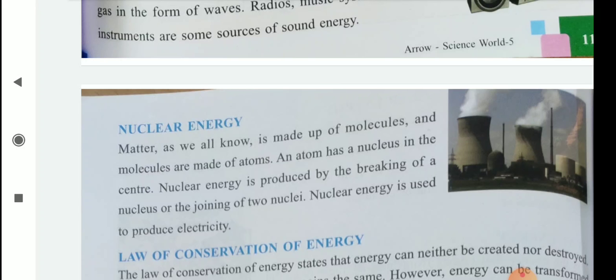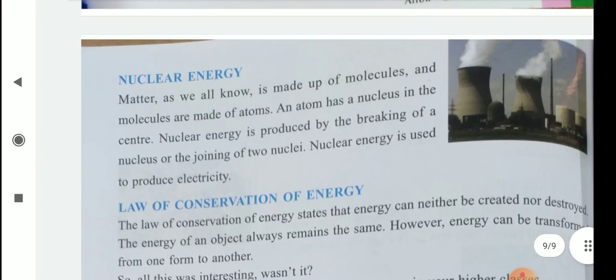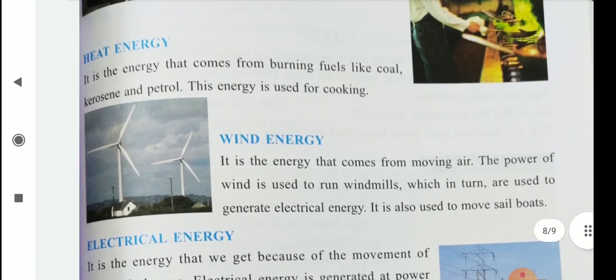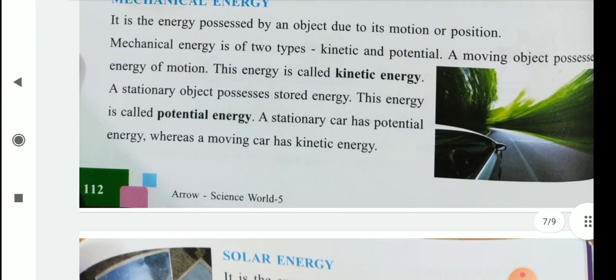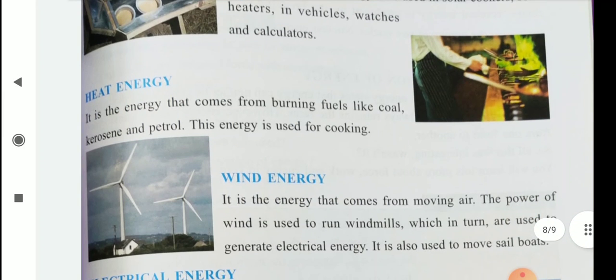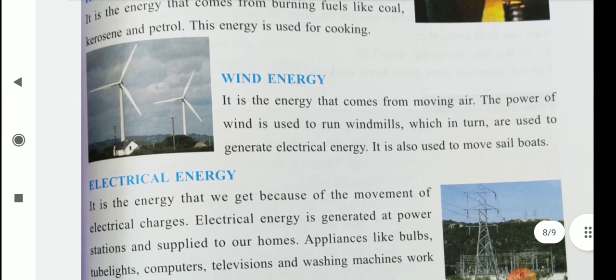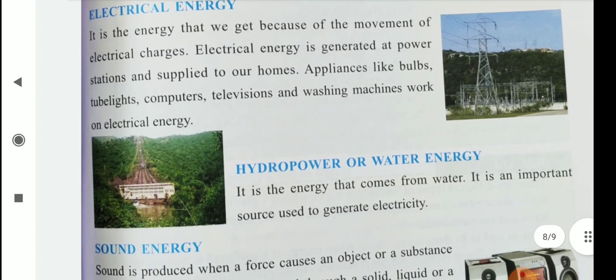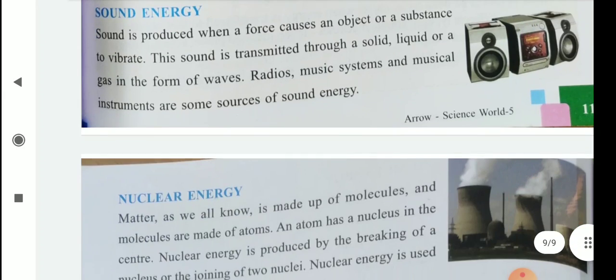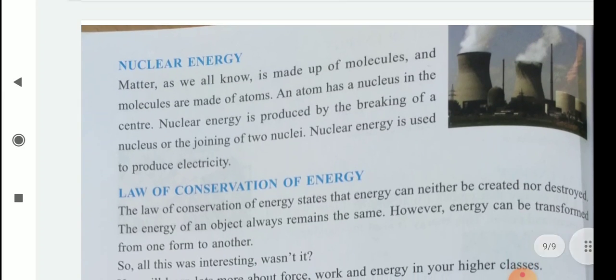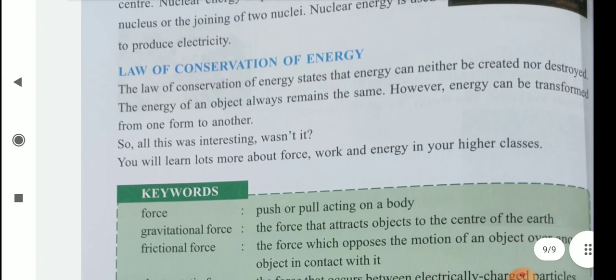Before that, children, again you remind what is energy? What are the types of energy? First one is mechanical energy. Then second one is solar energy. Third one is heat energy. Then wind energy, electrical energy. Then hydropower or water energy, sound energy, and nuclear energy. So children, you read properly the types of energy, the types of force, okay. Then the types of work also. Then law of conservation of energy.